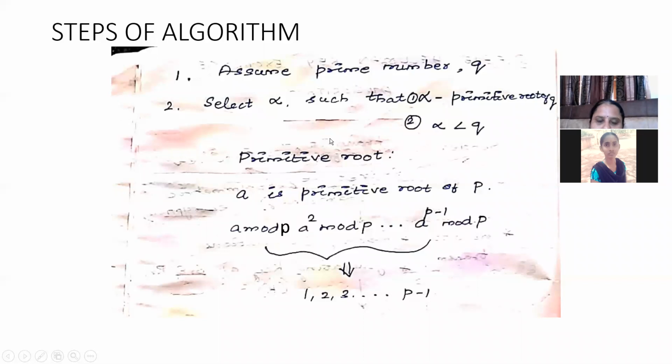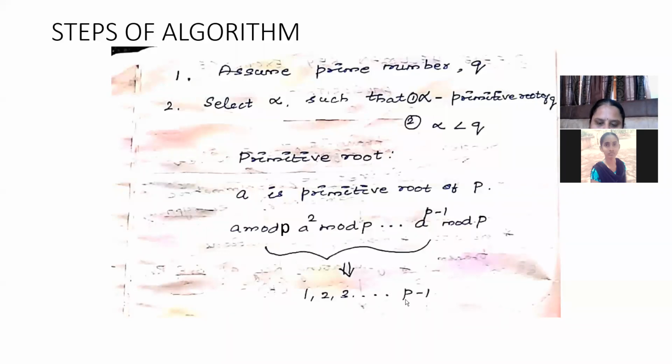Now let us see what a primitive root is. For example, if a is said to be a primitive root of p, then we compute a mod p, a squared mod p, and so on up to a to the power p minus 1 mod p. Find these out, and you will get many results.